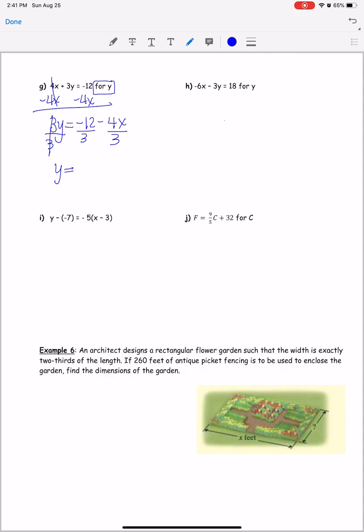So I've got y equals negative 12 divided by 3 is negative 4. Negative 4 over 3, that doesn't reduce, so we can keep it as just negative 4/3 x. Okay, not pretty, but that is your answer. Same thing on h. We're solving for y.